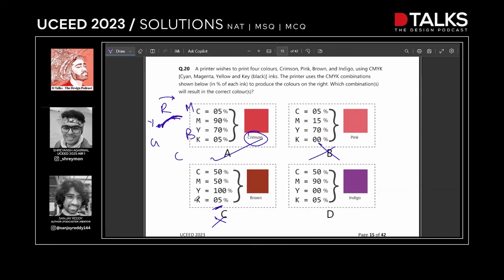K is black key. Then option D. C is 50. That means it's completely in center. There's no red. Absolutely no red. Okay. Then M. M is 90%. So this is somewhere over here. And Y is 0. That means full blue with a bit of M. Somewhere around here. Gives you indigo. Yeah. Right? So answers A and D.